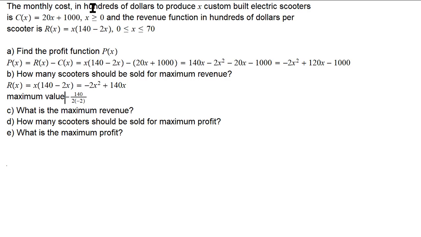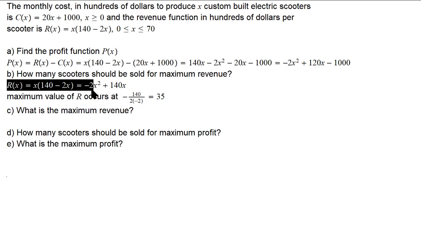So the maximum value of R occurs at x equals this value, which is 140 over 4, that is 35. That means the revenue is maximized by selling 35 scooters, right? And then it's asking for the maximum revenue. So what would the maximum revenue be?